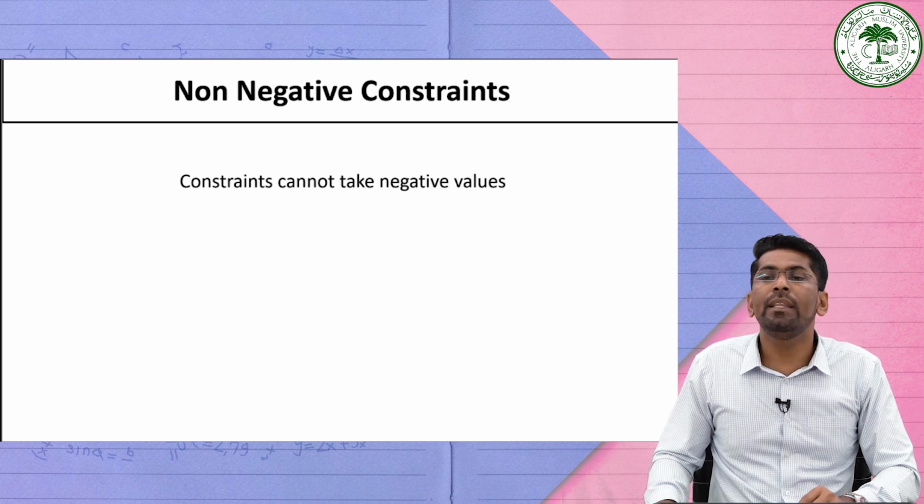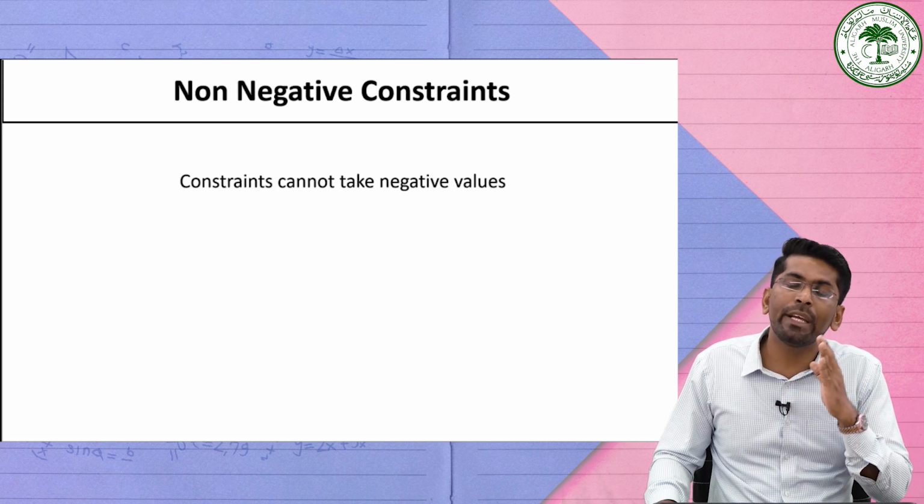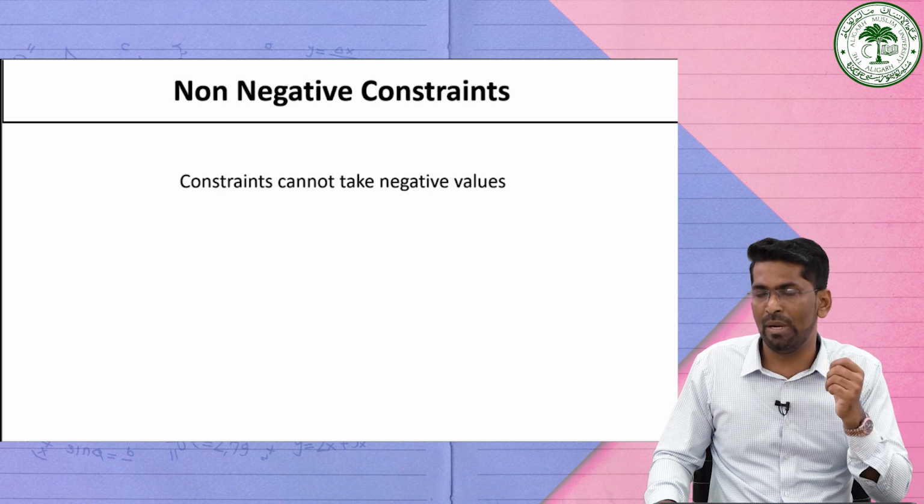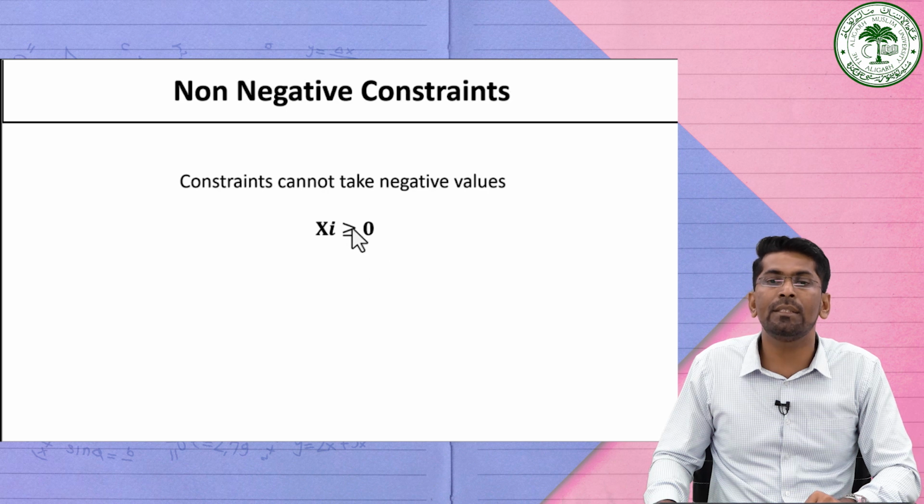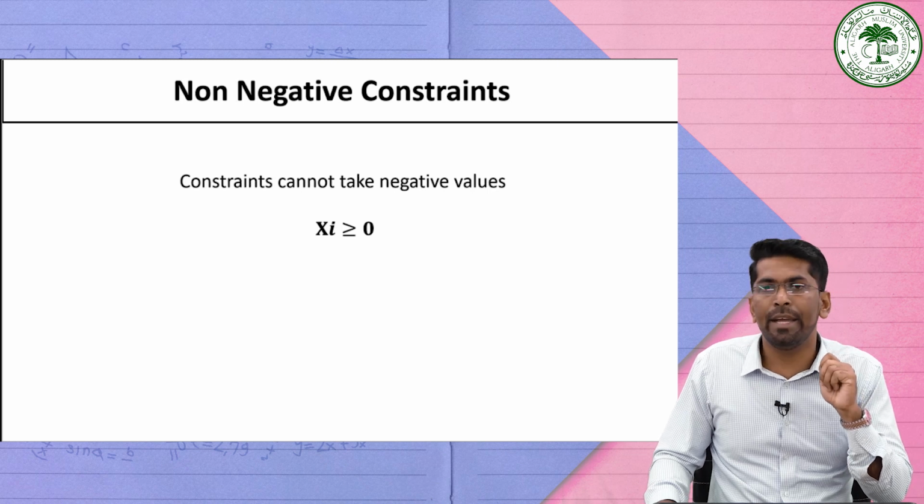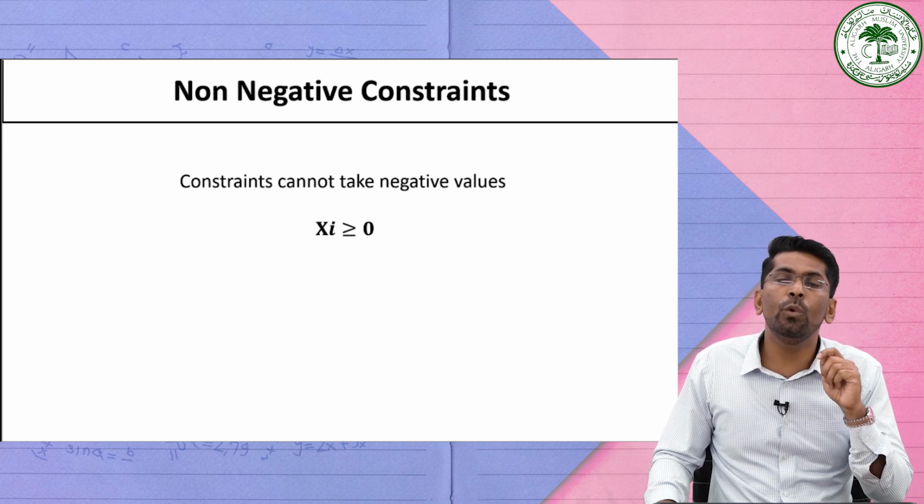So instead, they must be equal to or greater than 0. Mathematically, we can say that for a decision variable, for example xi, the non-negativity constraint can be expressed as xi should be greater than or equal to 0. Why are we taking this non-negativity constraint? Because in many real world scenarios that are modeled using linear programming problems, negative values for the decision variables may not make any particular sense.